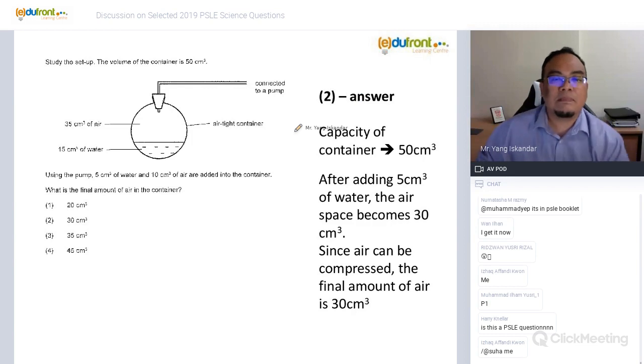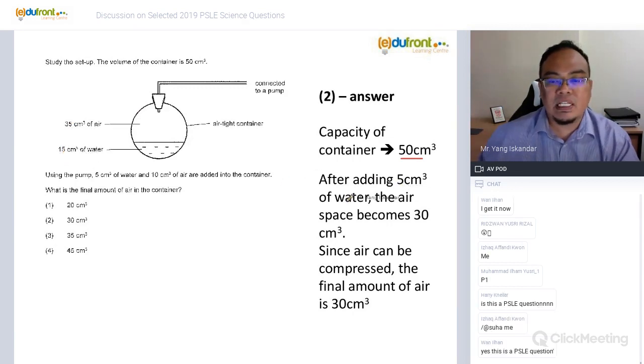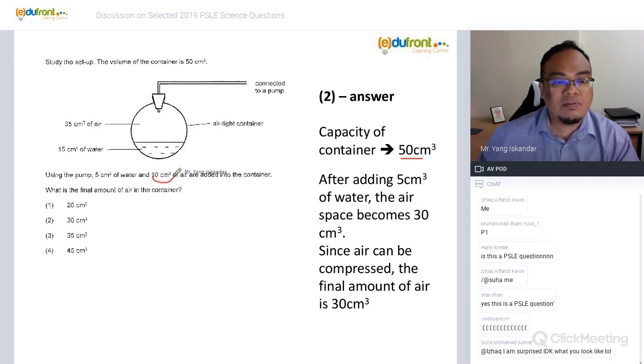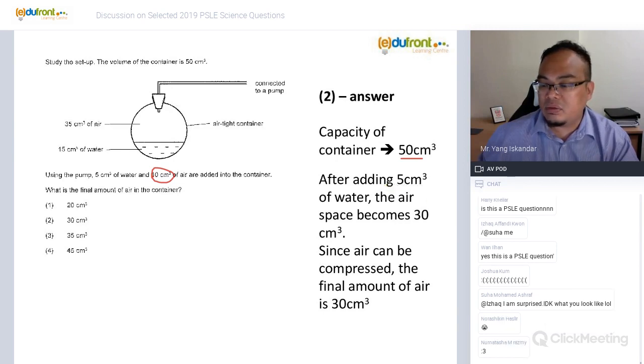Okay, so the total capacity of the container is 50 cubic centimeter. How do you know? 35 plus 15, right? Then after adding 5 cubic centimeter of water, the water now becomes 20 and the air space will become 30 cubic centimeter. Now since air can be compressed, even if you add additional 30, it will still be 30. Correct or not? Okay, so that's why the answer is number 2.